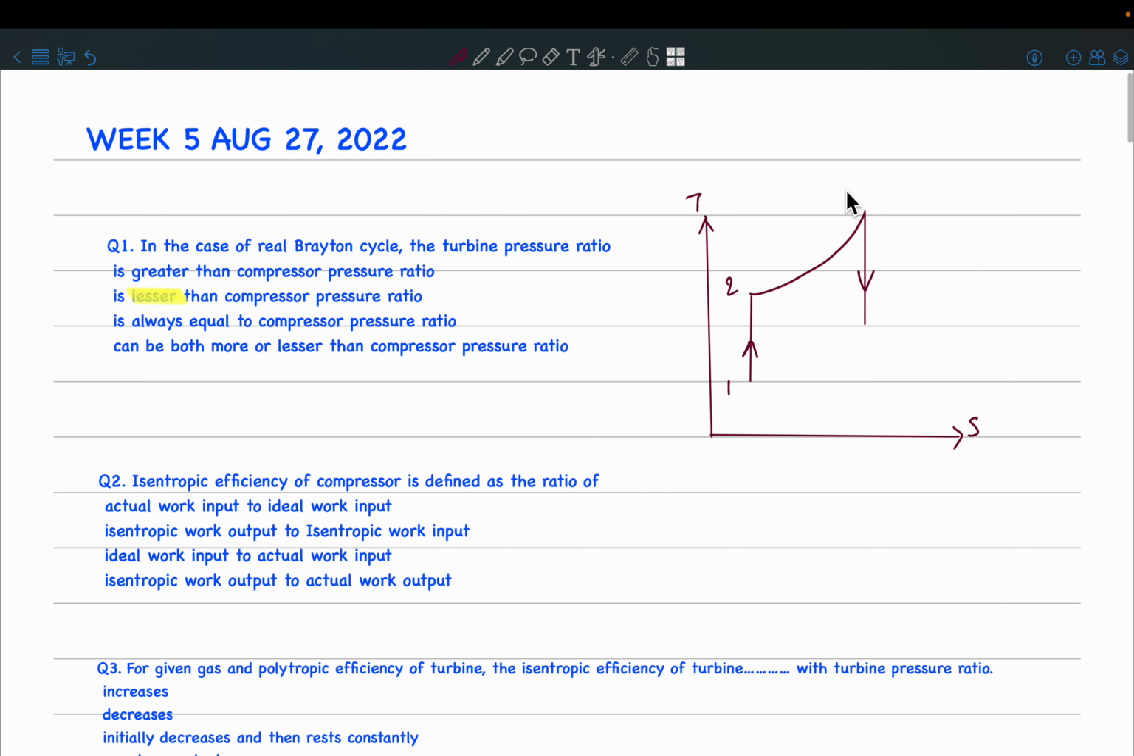So if these are the stations 1, 2, 3, 4, the pressure ratio for the compressor is going to be P2 by P1. Okay, and the pressure ratio for the turbine, of course in the turbine the pressure is decreasing, but we will define the pressure ratio as P3 by P4 so that we can compare the pressure ratio of the compressor and turbine. So in an ideal situation, what will it be?